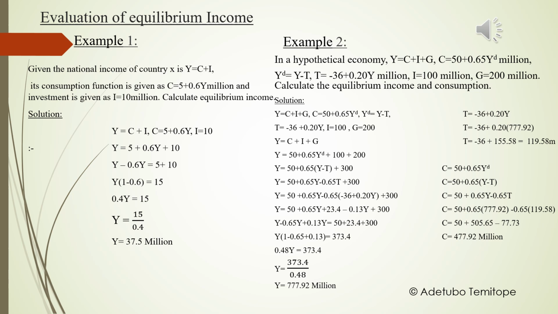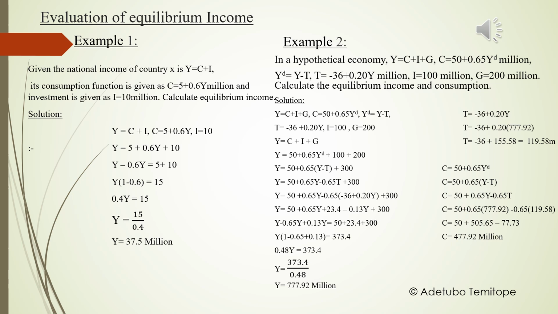Then that Y stands for our equilibrium income. So when we substitute the equilibrium income, we have T equals minus 36 plus 0.20 open bracket 777.92 close bracket. Then T, when you open the bracket, T equals minus 36 plus 155.58. Then our T equals 119.58 million. That's our tax, the value of our tax.